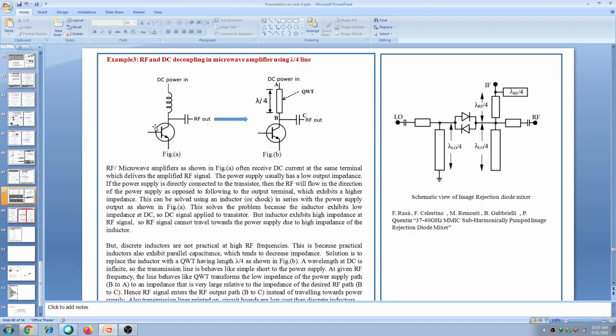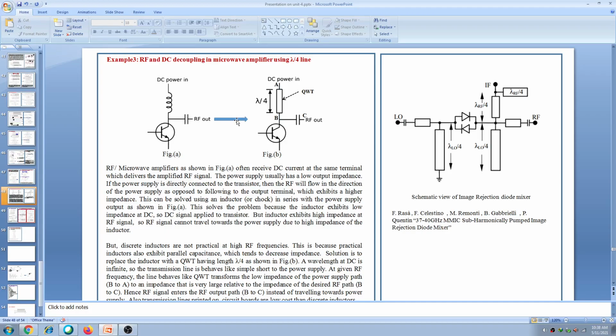DC should go to the transistor. At the same point we are taking the RF output, both should be there, is correct. The DC signal should be supplied to here this way, and from the same point we are taking the RF signal out, that is the output.